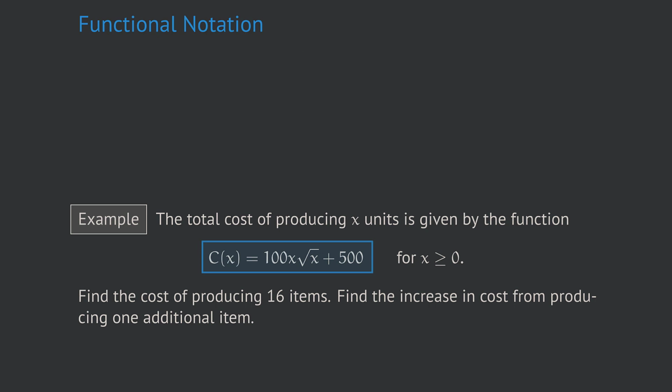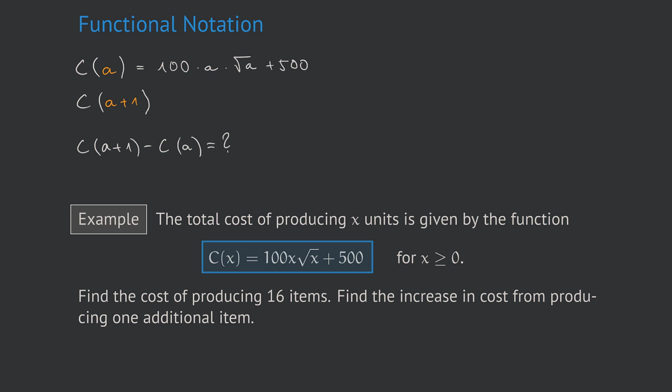Now, instead of replacing x by a specific number, we could also replace x by some other variable. Let's for instance say we want to know the following. If we usually produce a units, what is the cost increase if we start producing a plus 1 units? For this purpose, we both calculate c of a and c of a plus 1 and calculate the difference between those two. So first, calculating c of a gives us 100 times a times square root of a plus 500.